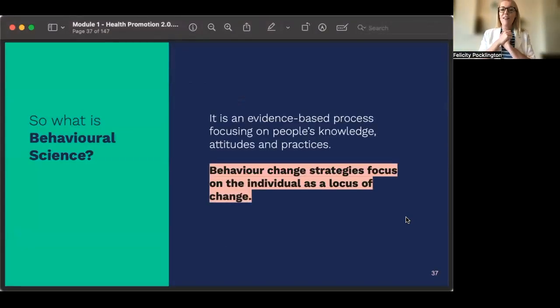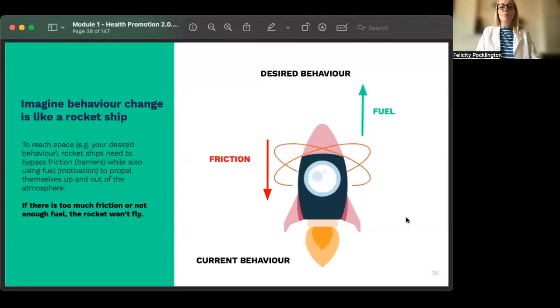So starting off then, so what is behavioral science? For those of you that were at the Idea Lab workshop last November, you may remember this slide. But behavioral science is an evidence-based process focusing on people's knowledge, attitudes, and practices. Behavior change strategies focus on an individual as a locus of change. An individual, remember that as we go forward.